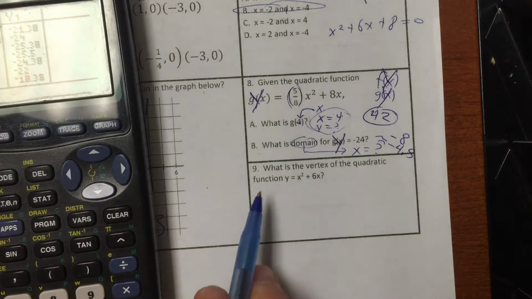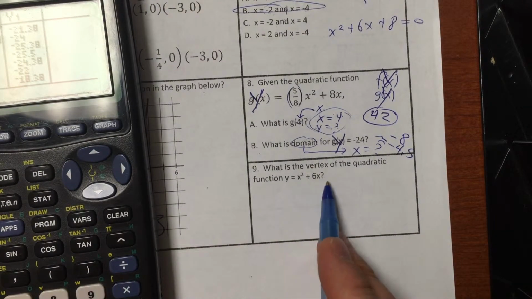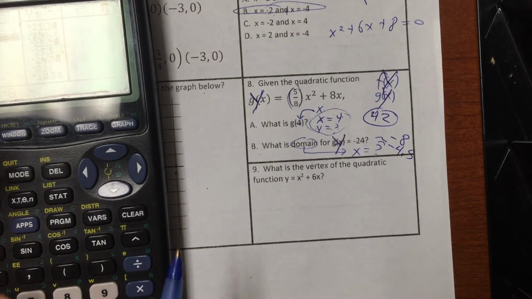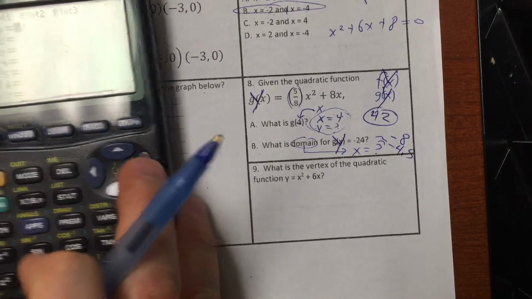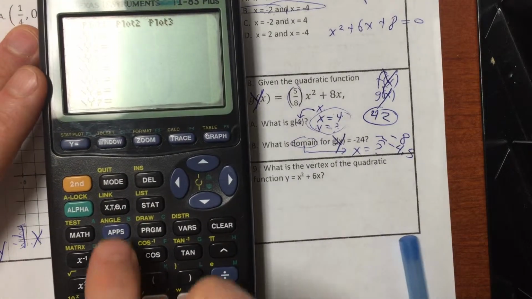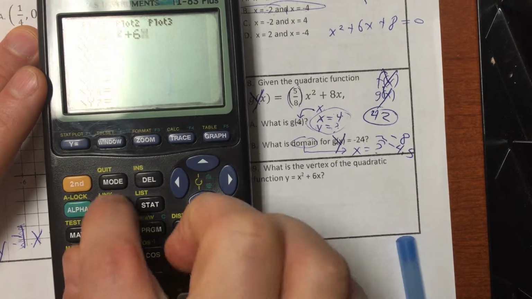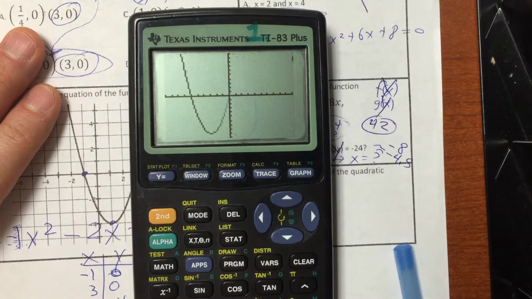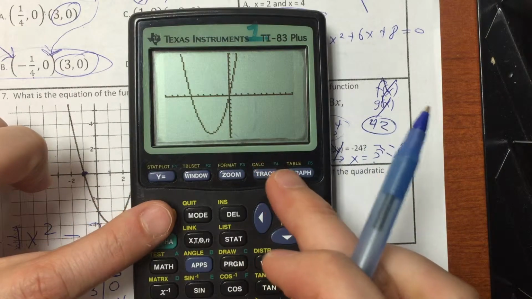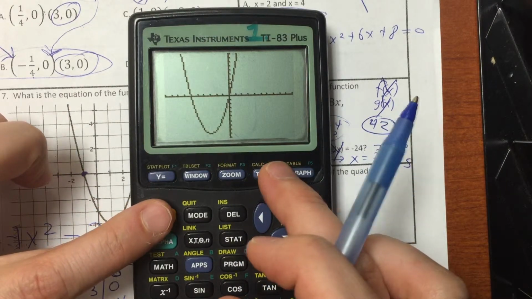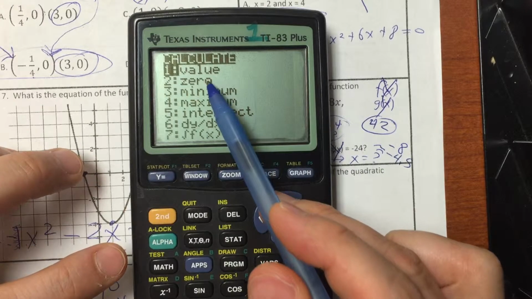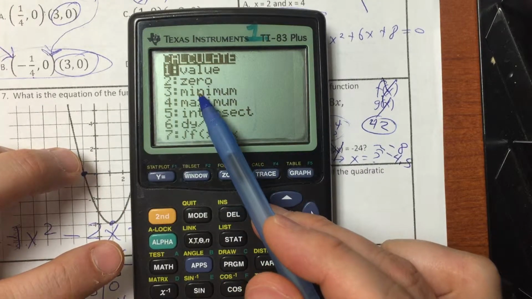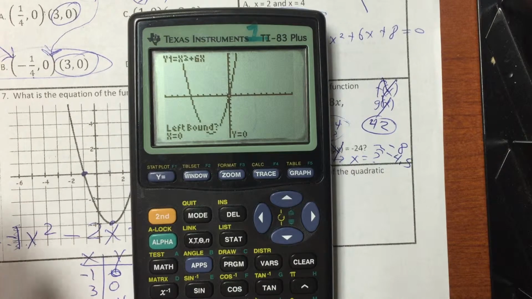Last one. What is the vertex of the quadratic function? And here we go. We're going to put it in. We put in x squared plus 6x. All right. And now I'm going to go to my graph. It's already nice on the screen for me. I don't have to zoom around. The vertex is a minimum. I'm going to go to second trace, which I've been doing this whole assignment so far. I've been normally using zeros, but now I'm going to find the minimum, knowing it's a minimum vertex. And everything else is the same.